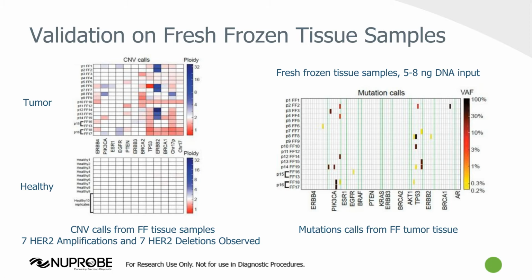The right figure summarizes the mutation calls that we got from patient samples simultaneously. We can see that QASeq can capture mutations down to 0.2% VAF with as little as 5 to 8 nanogram input.